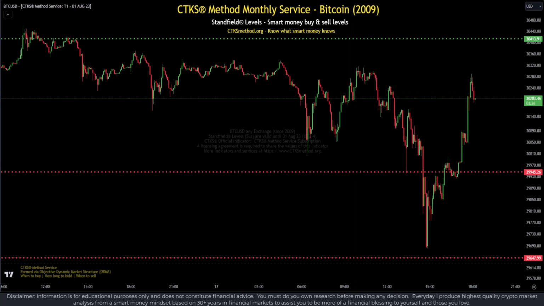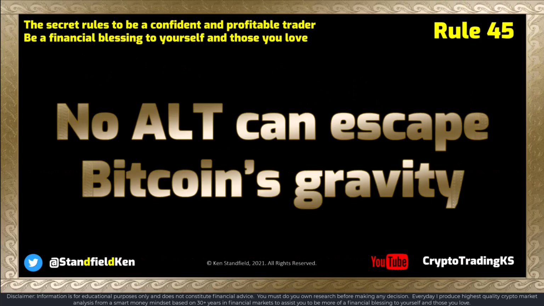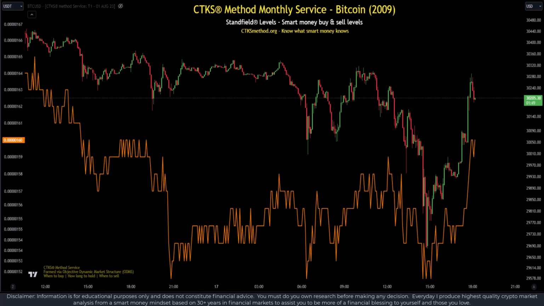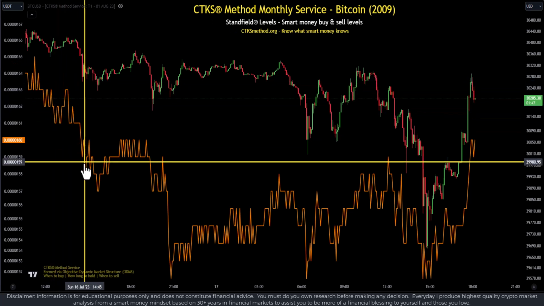Now, why do we care about Bitcoin? Rule 45, no alt can escape Bitcoin's gravity. This is a really, really important rule. Let's do a bit of a thought experiment. Let's say that you were interested in, say, Pepe. Let's overlay Pepe with Bitcoin's price action.